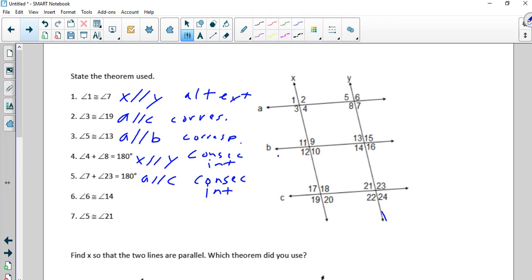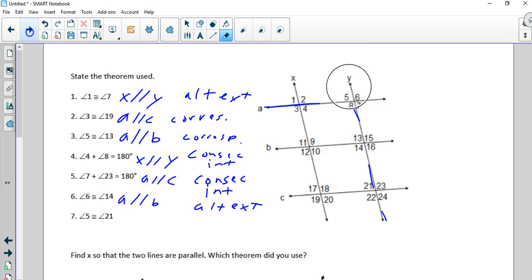6 and 14 are congruent. Well, they are on the opposite sides of this transversal, and they are both outside those two lines, A and B, which are the two lines that are parallel, and Y. Alternate exterior angles.